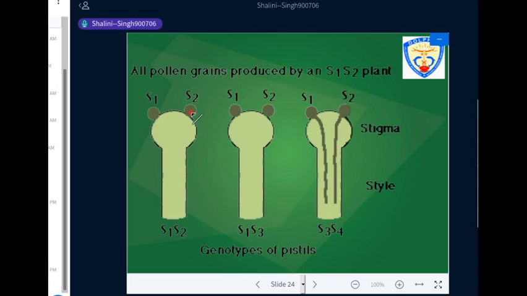So these pollen grains are produced by an S1, S2 parent. So they will be having only one gene, either S1 or S2. And the female parent in the first case is S1, S2, so there will be no germination of pollen tube. In the second case, the female parent is S1, S3, but it will behave like S1 because it is influenced by the genotype of the parent plant. So none will germinate as the pistil is having this S1 protein. And here the pistil is having S3, S4 protein, so both will germinate. This is a fully incompatible reaction and this is a fully compatible reaction.